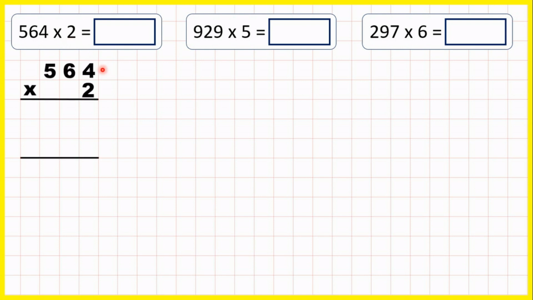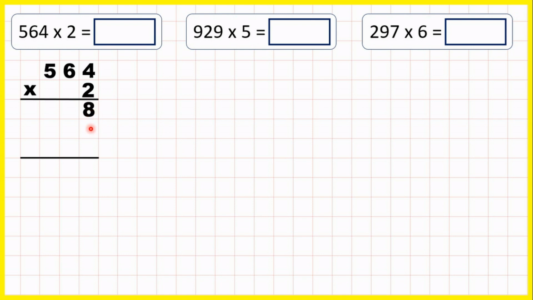Now let's multiply a 3-digit number by a single-digit number using the expanded column method. So we write our question out with the larger number, or the number with the most digits, on top, and here we're going to need 3 answer lines. That's because we have 3 digits in our number. So for this first answer line, we're multiplying the 1's digits, and 4 times 2 is 8.